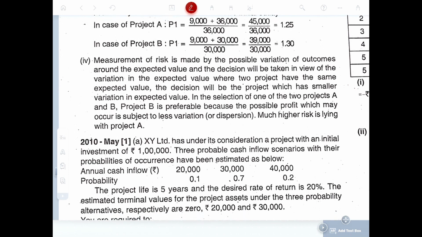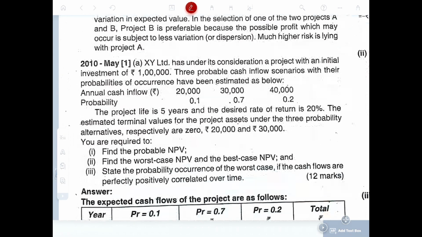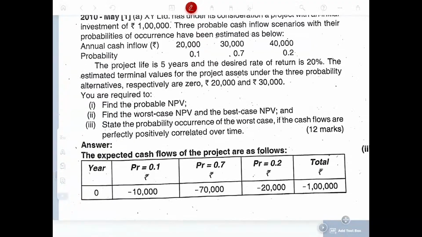This selection is one of two projects, A and B. B is preferred because the possible profit which may occur is subject to less variation. Such a higher risk lies in project A. Project A has higher risk. Is that clear?